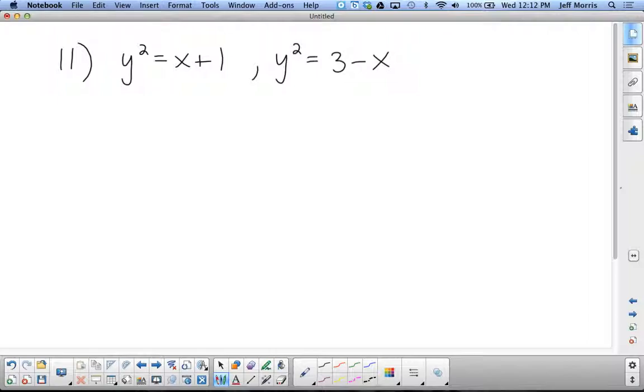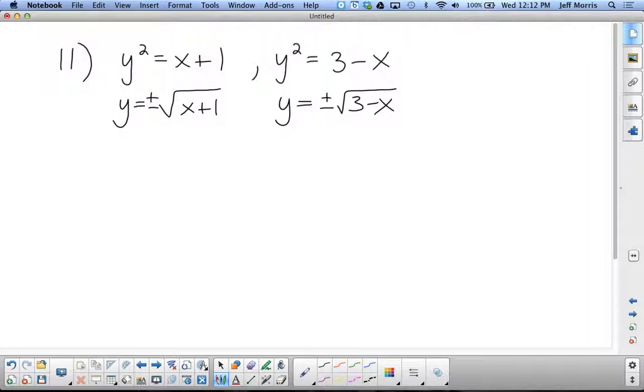What would you have to do to solve for y on this one? Square root of x plus 1. But the problem is it's actually plus or minus the square root of x plus 1. So which part do you want? And then over here, what is it? Plus or minus the square root of 3 minus x. So that makes it a little more complicated.